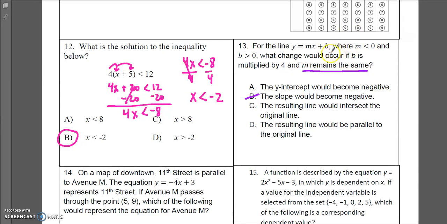But the y-intercept is going to be multiplied by 4. And the y-intercept was greater than 0, so it has to be positive. If we multiply that by 4, it's still going to be positive, so the y-intercept would not become negative. No. The resulting line would intersect the original line. I'm not sure about that, but what about this? The resulting line would be parallel.